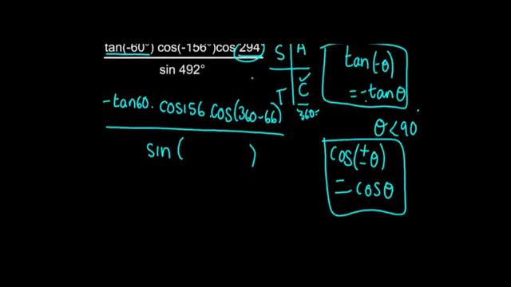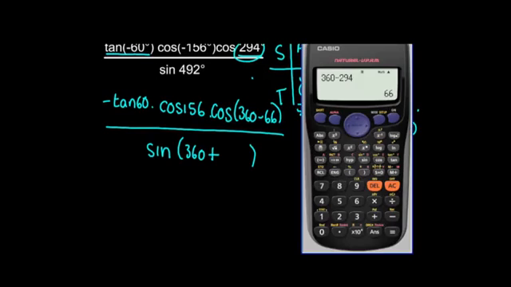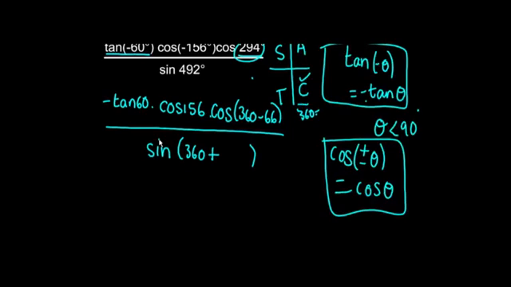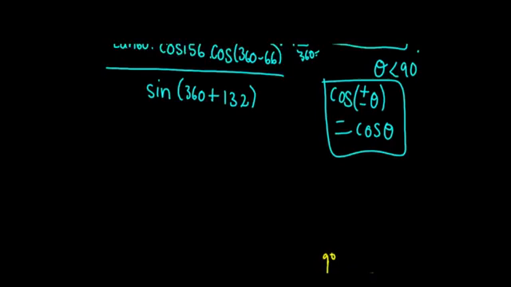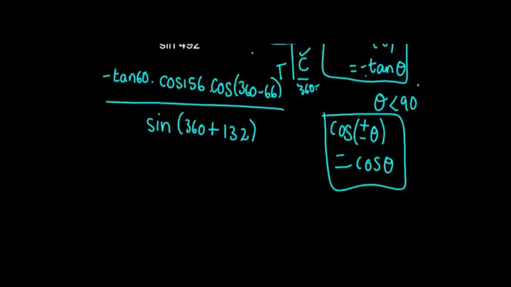All right? So I can rewrite 492 as 360 plus, now 492, let's see what we've got to add to 360 to get 492. We've got to add 132. So we've got to rewrite 492 as 360 plus 132. Okay. Now that we've written everything in a reduction format, we need to simplify a little bit further.